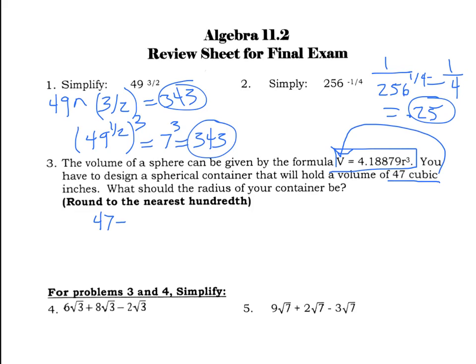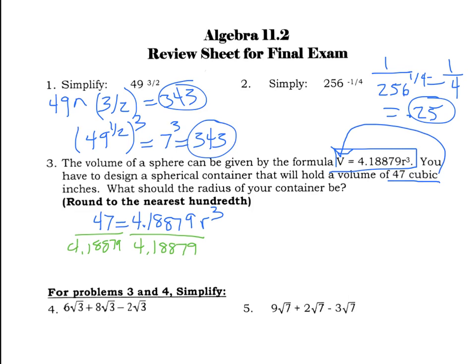My volume, 47, equals 4.18879 R cubed. And R is the unknown, and the whole point of this problem is really to solve an equation where you have to take, in this case, a cubed root. So I want to get the R by itself, so the first move I'm going to make is divide both sides by 4.18879 and 4.18879, and I'm going to have to enter that into my calculator.